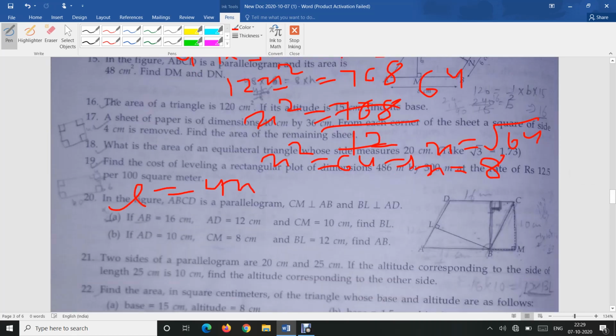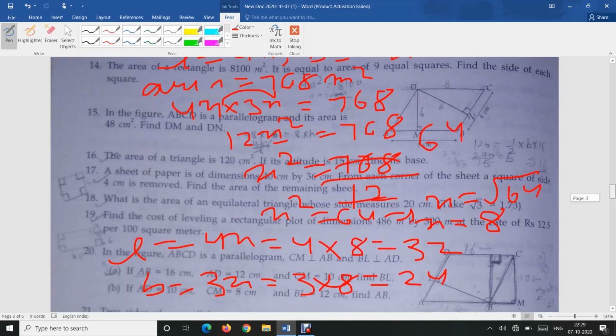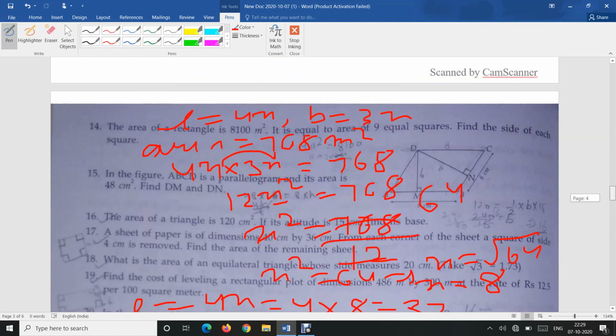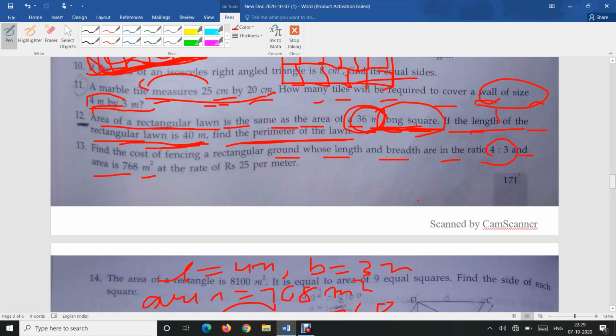So from here you can find out the value of length. L is equal to 4x, that means 4 multiplied by 8, which will be equal to 32, and B is 3x, that means 3 multiplied by 8, which will be equal to 24. In this question you are asked about fencing of a rectangular ground. So by using L and B you can find out the perimeter of the rectangular ground, and after finding the perimeter you can multiply it by 25, and in this way you can find the cost of fencing a rectangular ground. Hope you understand this question also.